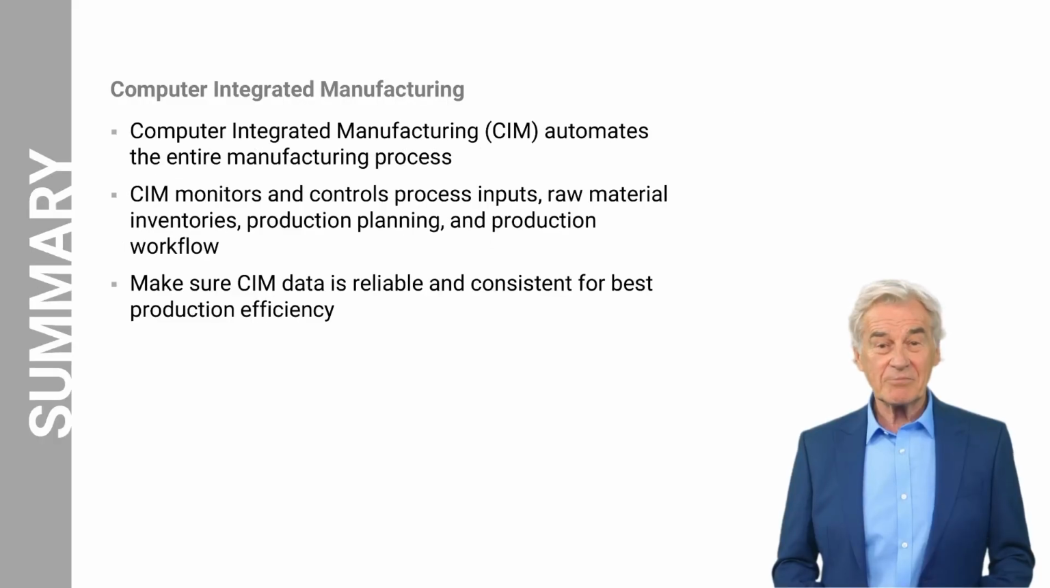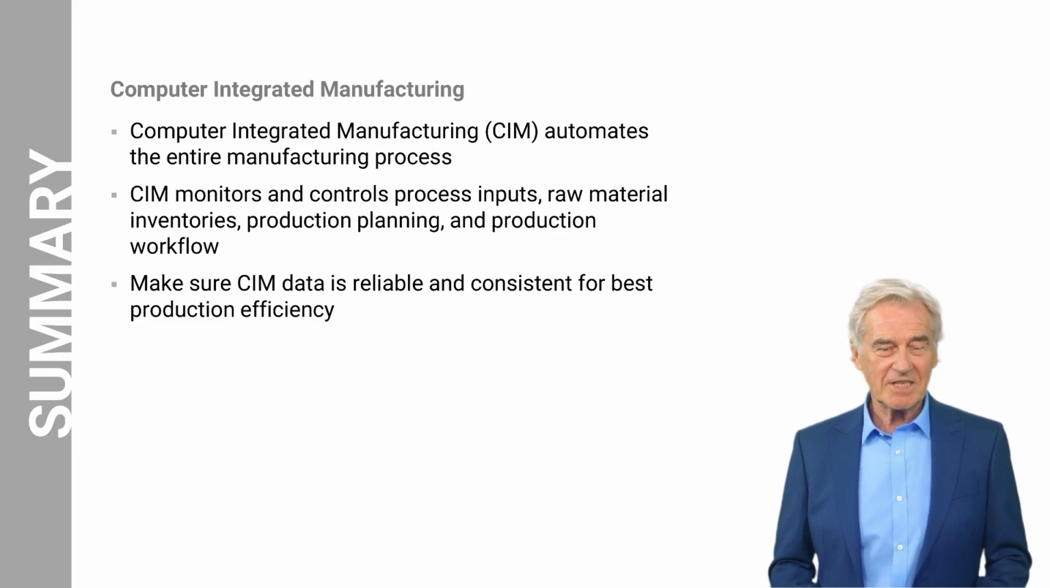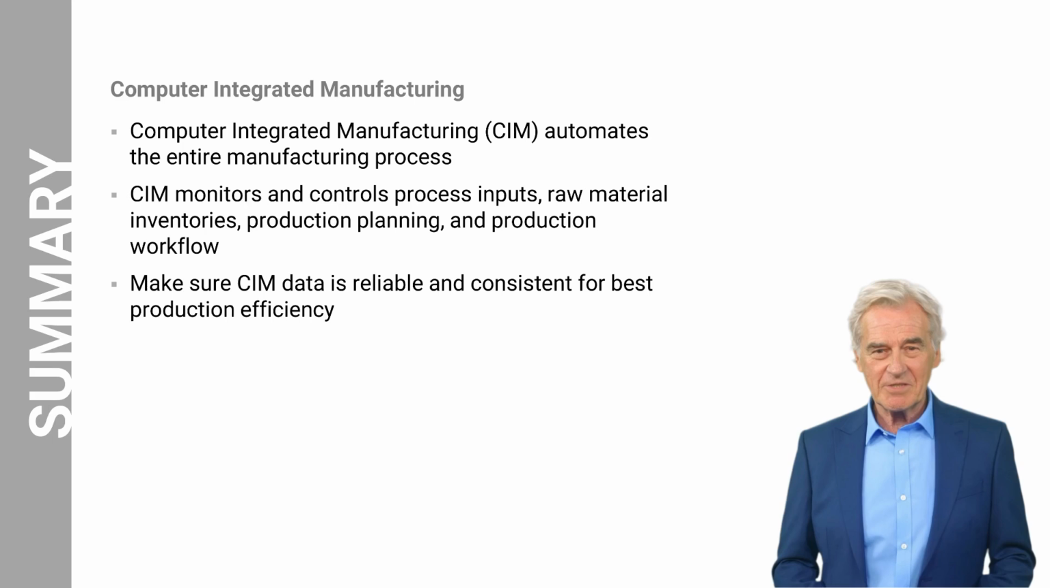In summary, computer-integrated manufacturing is a manufacturing support system that includes the complete automation of manufacturing procedures. The best results of this system occur when it controls the entire manufacturing company holistically. The computer system monitors the retrieval of supplies and controls the production planning and flow.